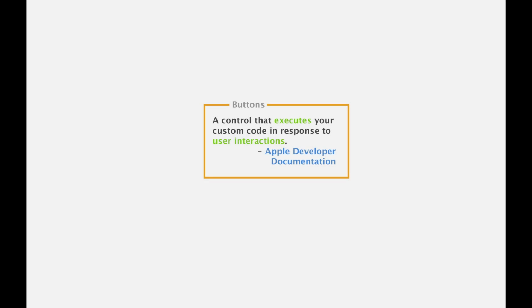Hi everyone, today we will be talking about buttons in Xcode. A button, as defined in the Apple developer documentation, is a control that executes your custom code in response to user interactions. In other words, it is something that allows for the user to interact with your app. Now that we know what a button is, let's go and make one in Xcode.